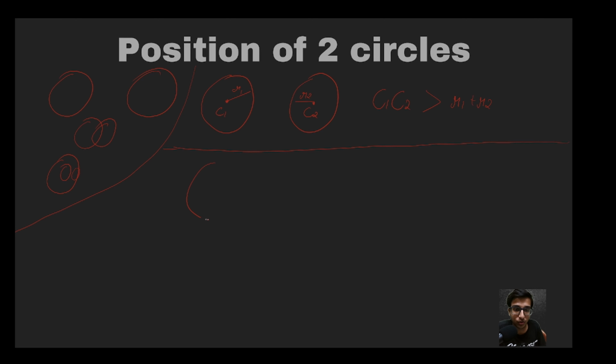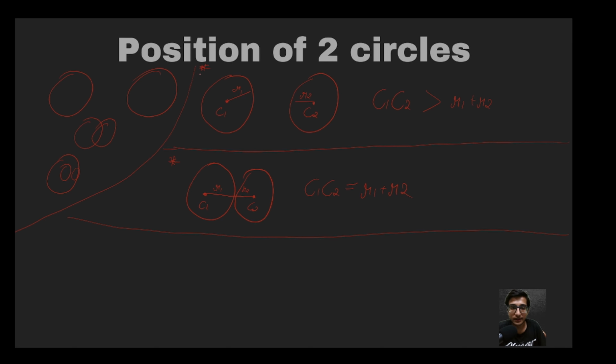So this is one of the ways of finding out position. Let's say the two circles are touching each other. If this is C1, this is C2, this is R2, this is R1, what can I say? C1C2, which is the distance between the centers, would be equal to R1 plus R2. This is another way of looking at the positions.